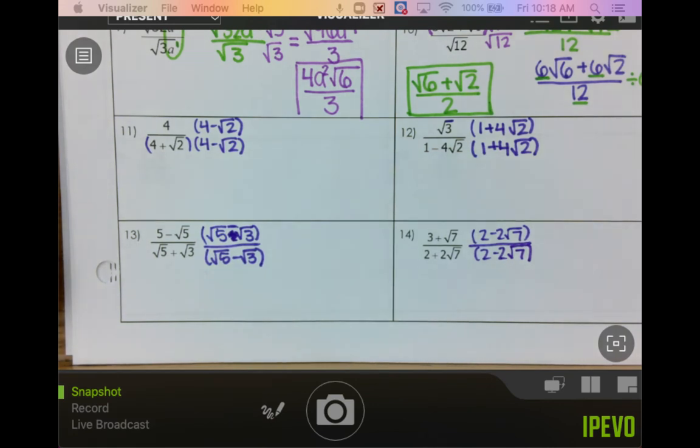All right, so that's your setup: you take the opposite of what's on the bottom. We don't care about what's on the top because it can be whatever it wants. The whole point is to get rid of the square roots on the bottom. Okay, moving on. I'm going to go ahead and multiply the top part.